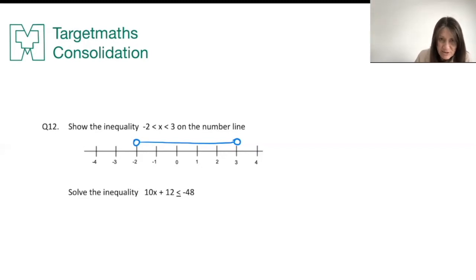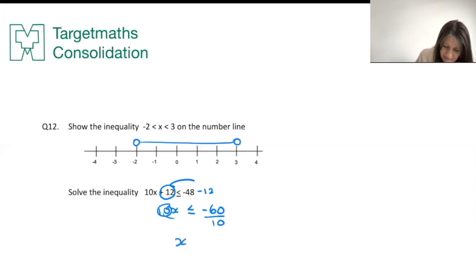Now we're going to get x on its own. So plus 12 will land as -12. That'll leave me 10x being less than or equal to -48 minus another 12. Make sure you go the right way on the number line. That's -60. Then you're going to divide through by that 10, and x is greater than or equal to. Now, how many 10s can you get into 60? 6. If there's one negative in the question, there's one in the answer. So you have that as your final answer.